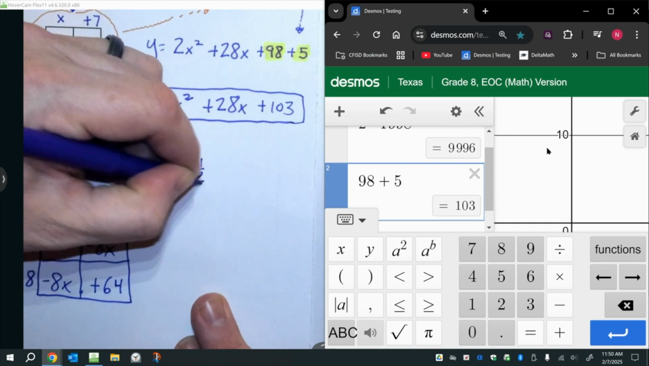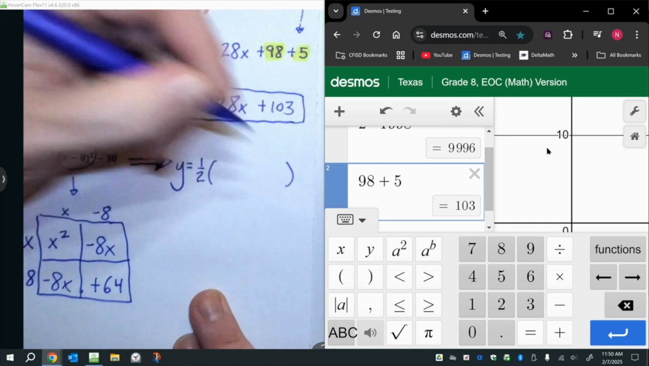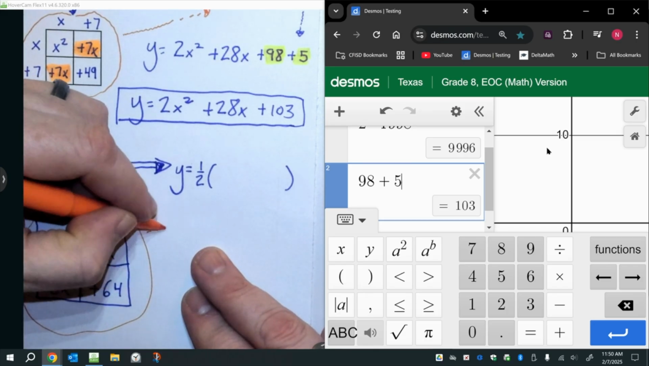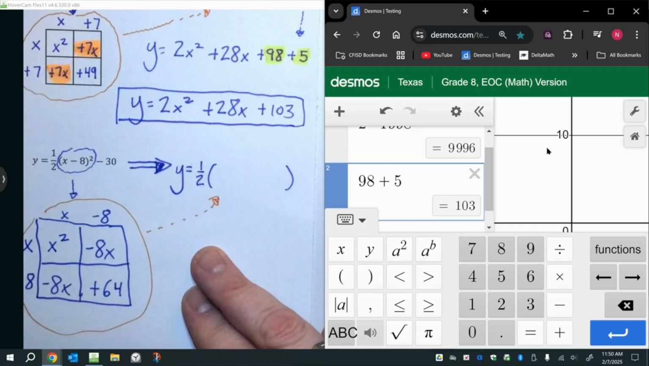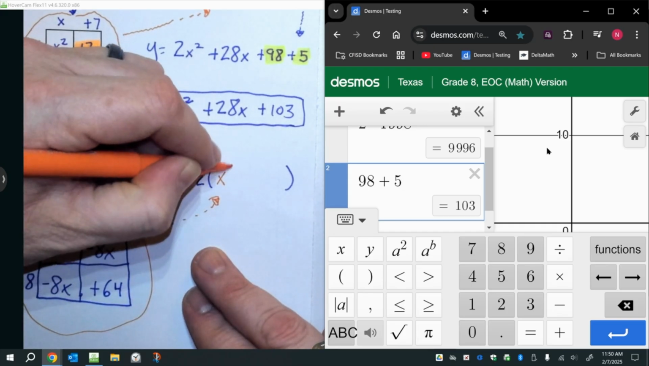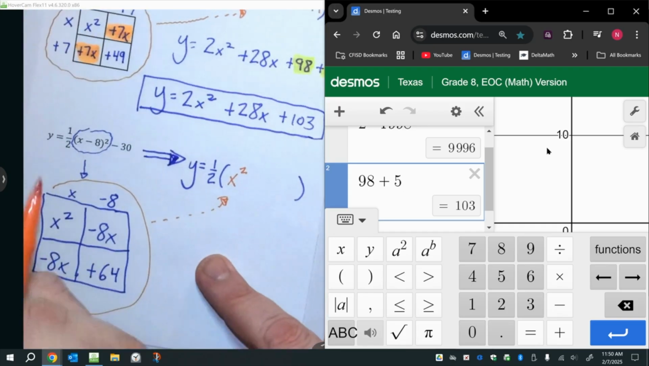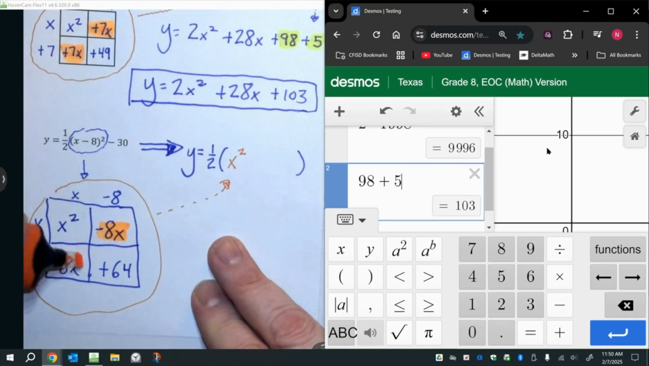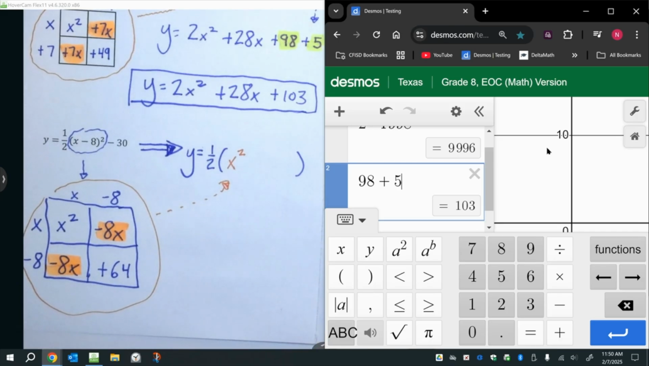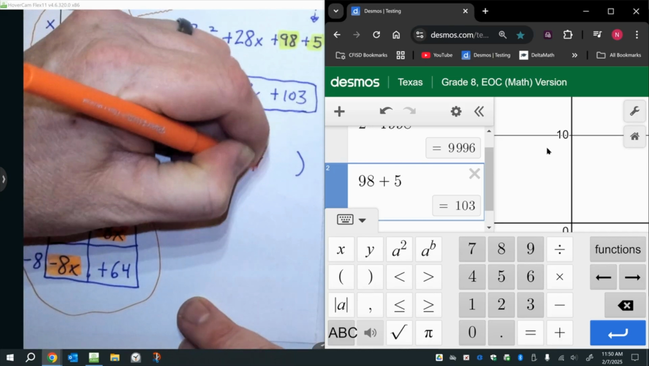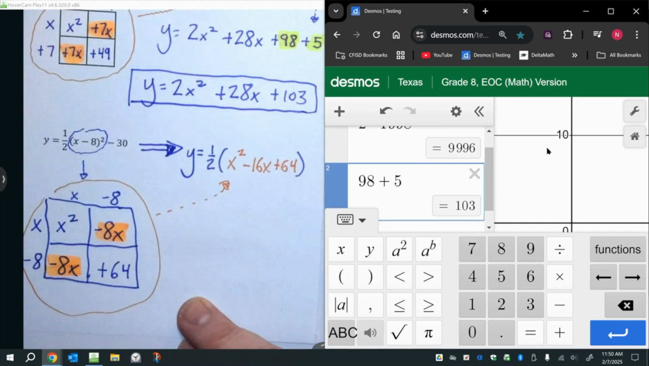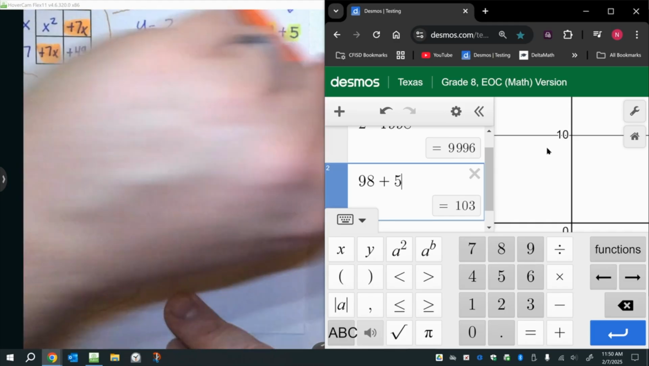Alright, so now we're going to come over here, and we're going to write y equals 1/2. And then in parentheses, we're going to put our combination of this right here. Right, it's going to go right there. And so that is x squared. If I add these two together, negative 8 and negative 8, that's going to be negative 16x, and then my plus 64. And then, of course, I want to write my minus 30 on the end.